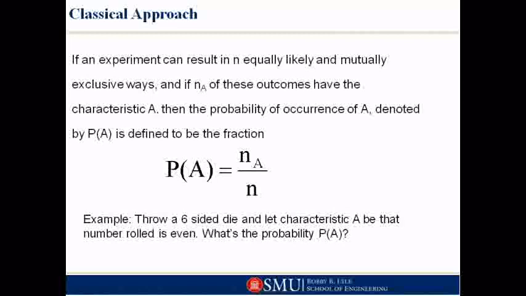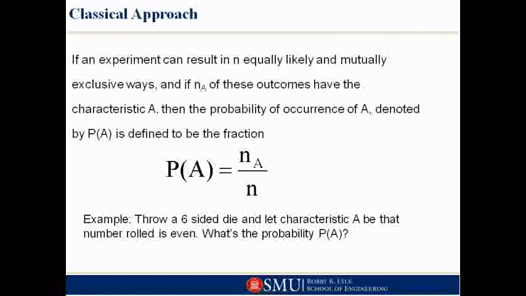Okay, so the classical approach to defining a probability: if an experiment can result in n equally likely and mutually exclusive ways, and if n of A of these outcomes have the characteristic A, then the probability of occurrence of A, denoted as P of A, is defined to be the fraction. Probability of A is equal to n of A over the total number of outcomes, n.